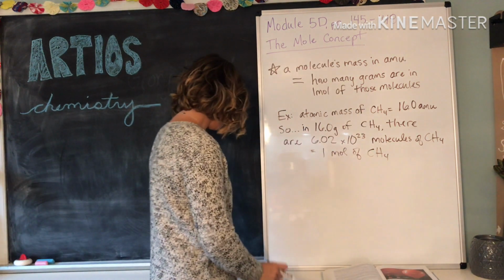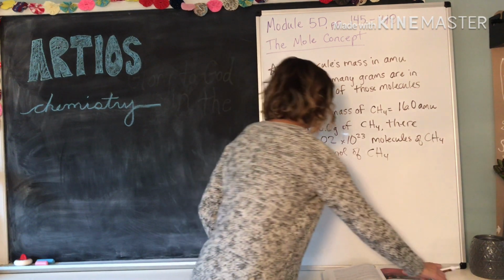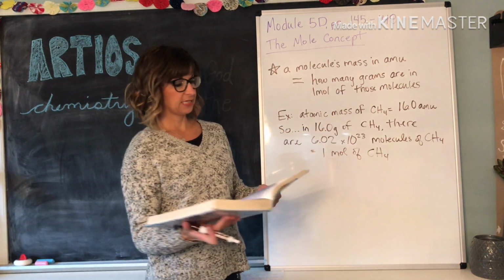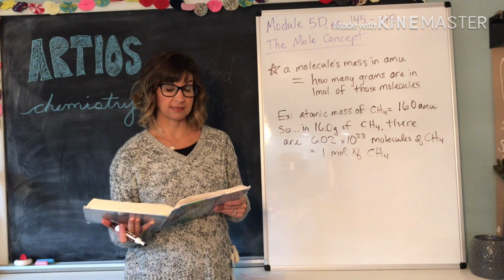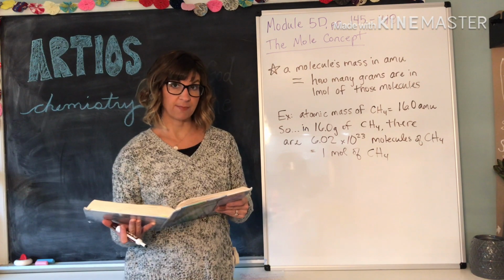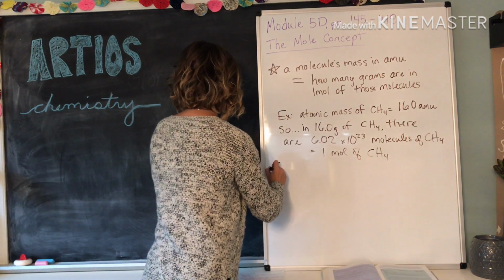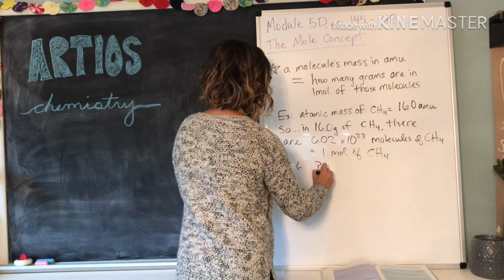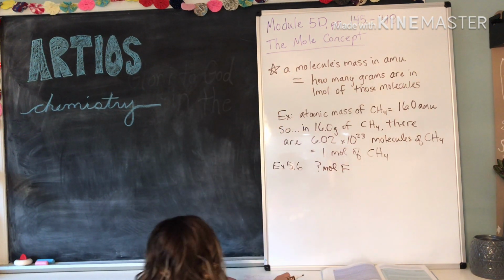Now let's do an example. Take a look at example 5.6 on page 148. Example 5.6 says, how many moles of fluorine atoms exist in a 50-gram sample of fluorine? Okay, so in example 5.6, we are looking for how many moles of fluorine atoms.